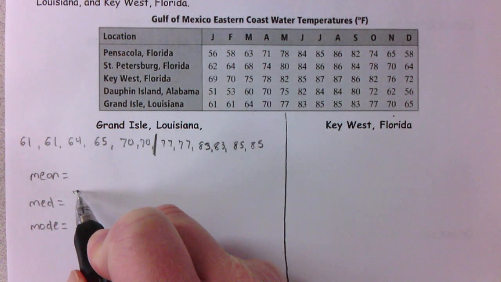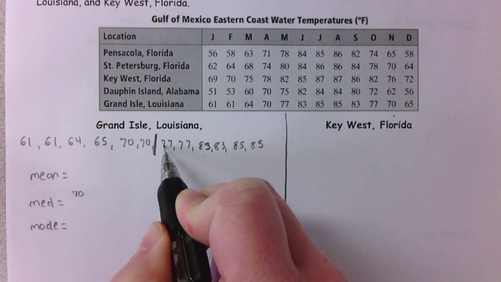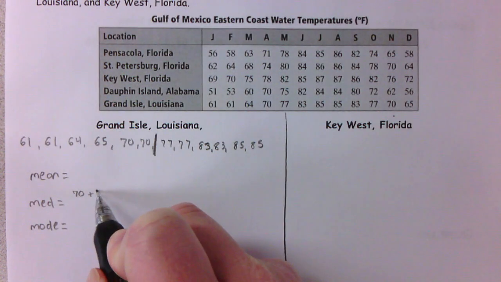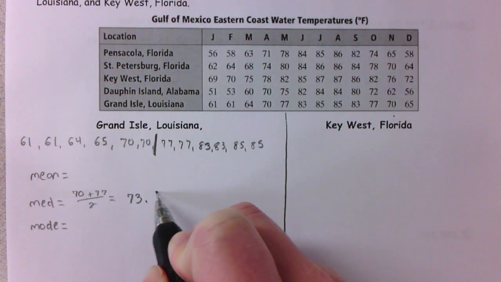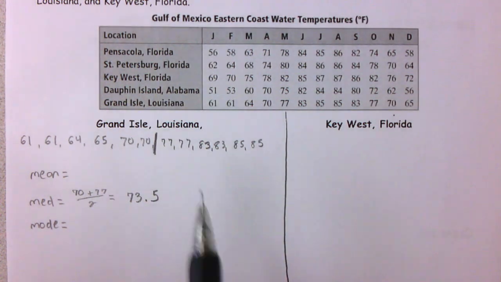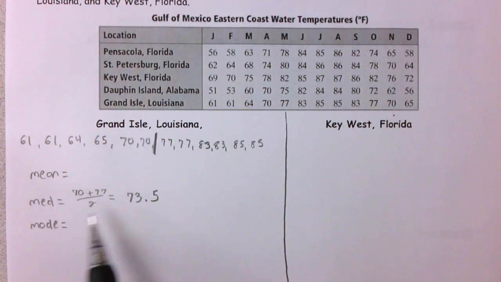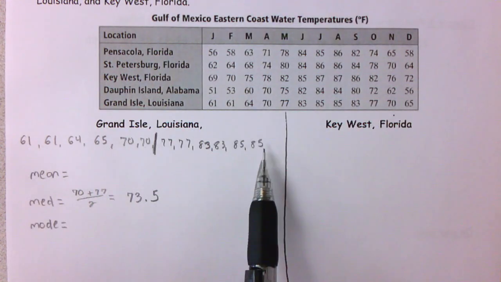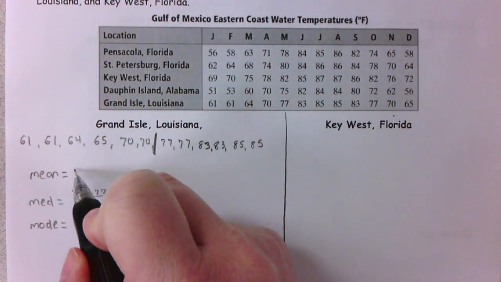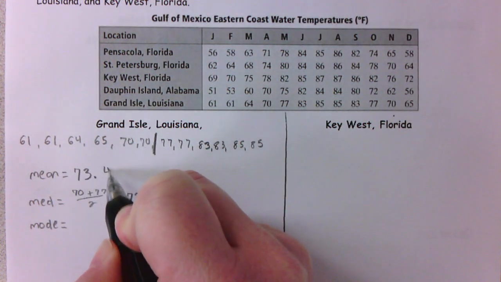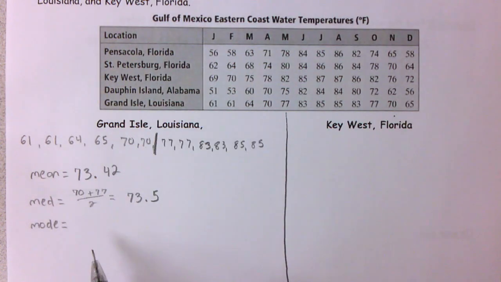So for the median, since it's in between 2 numbers, we'll take 70 plus 77 over 2, and that gets us 73.5. Okay, and 73.5 would be exactly in between 70 and 77, but if you weren't sure, that's how we figure that out. Okay, mean, remember we just add them all up and divide by the total. Since we're dealing with months here, we'll divide by 12, and I will just give you that number. It's 73.42. And then the mode is which one happens most often.